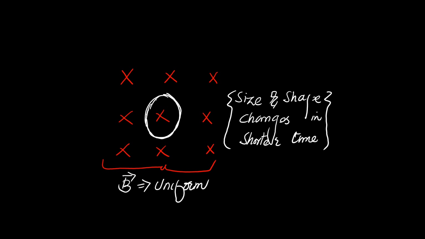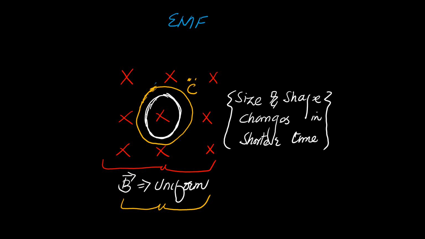So Faraday observed that whenever there is a change in shape, suppose the size of the wire increases, a change in the shape of a conducting wire continuously in a uniform magnetic field, there will be a generation of electromotive force, and this electromotive force will result in the production of an induced current inside the conducting wire.